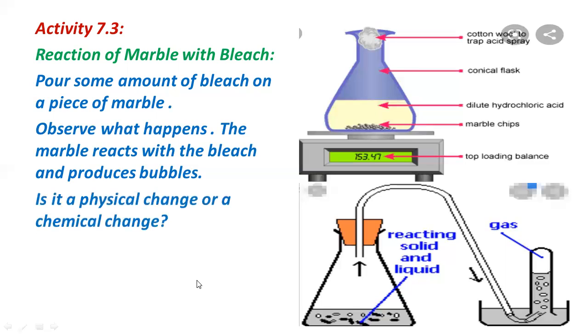So is it a physical change or a chemical change? It is a chemical change because the bubbles are actually chlorine gas. It means that bleach reacts with marble and produces a new product. That new product is chlorine gas, and these bubbles which are collected in water are actually the chlorine gas. So that is totally a new product. A new product is formed, so this change is a chemical change too.